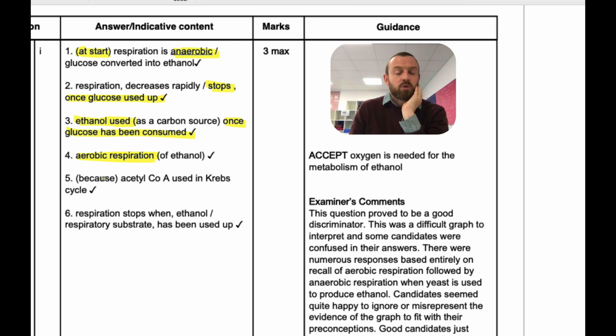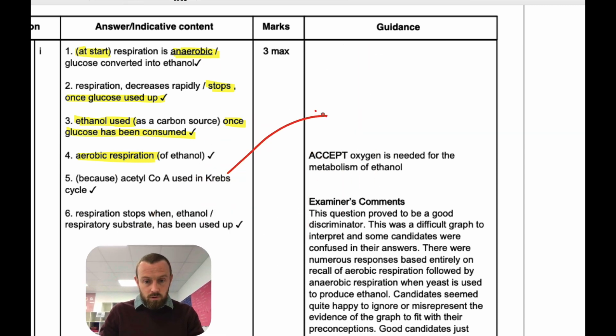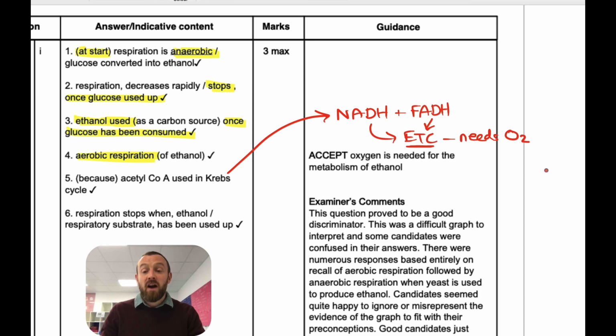And we didn't talk about this so much. Why is that? Well, it's because ethanol is fed into the Krebs cycle. And remember the Krebs cycle, let's just annotate here, the Krebs cycle produces NADH and FADH. And remember those go into the electron transport chain, and it's the electron transport chain that needs oxygen. It's the final electron acceptor. It's the only place we need oxygen, but because that ethanol is going into the Krebs cycle, we're going to need oxygen for it. And then finally, respiration fully stops once all the ethanol has been used up.